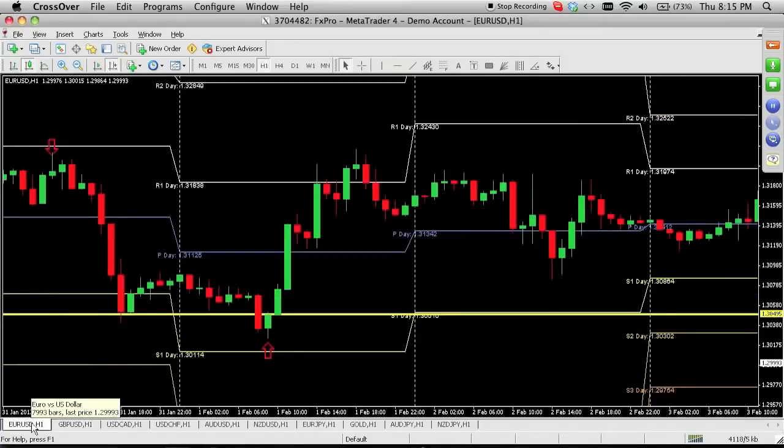Okay, now on the other hand, when you're taking these trades, right when these things start touching, you want to take a look at this also.